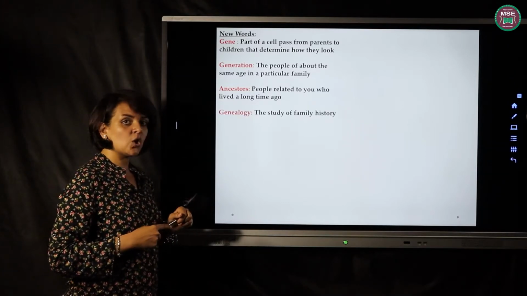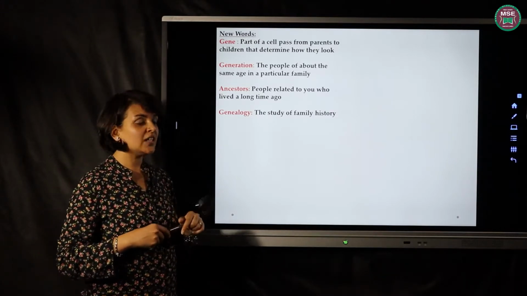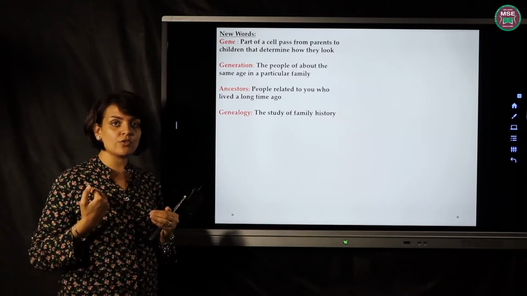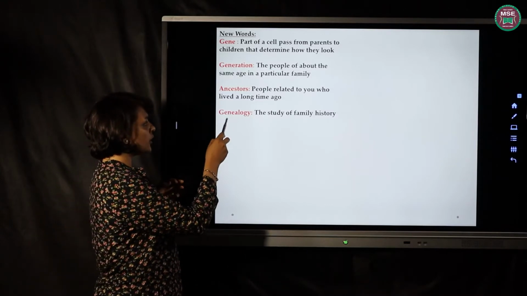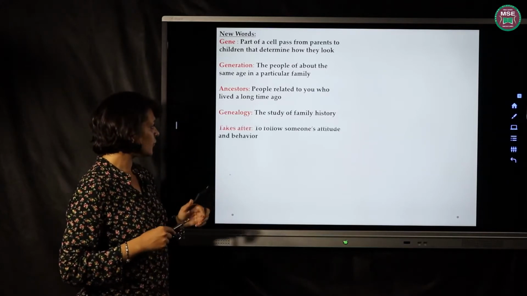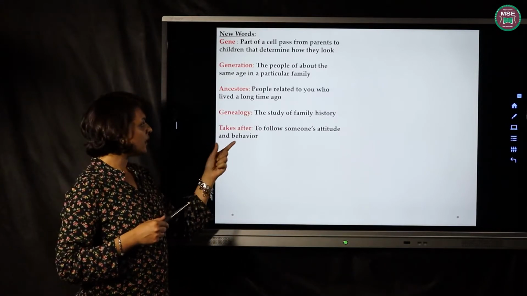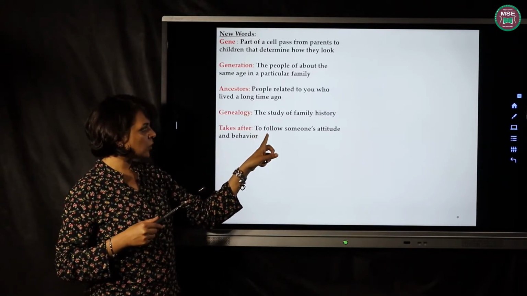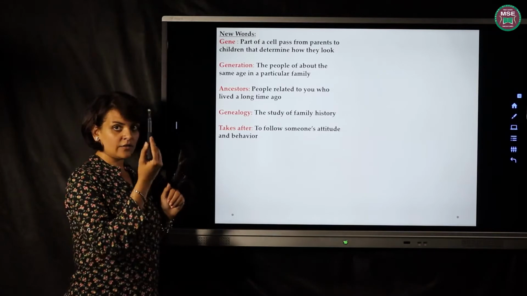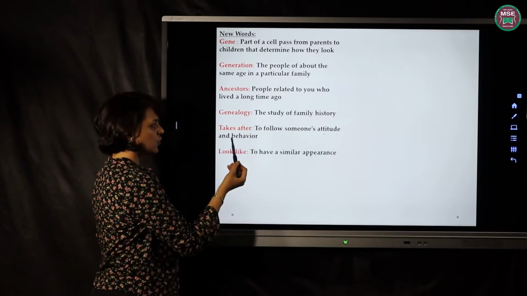We have a new word called genealogy. What is genealogy? It's the study of family history. So to know your history or the family's history, we have to learn this study or science. It's called genealogy. Here we have takes after. Takes after means to follow someone's attitude and behavior. It's not related to the features or the looks, but it relates to attitude and behavior.